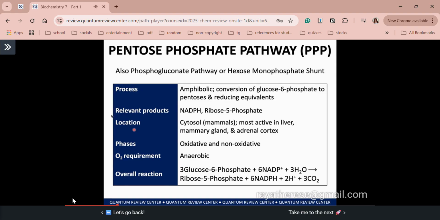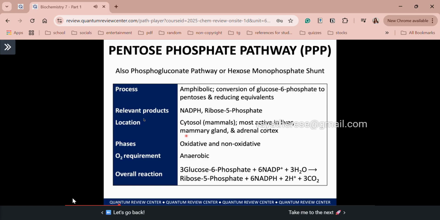For location, particularly in mammals, your PPP occurs in the cytosol and it's most active in the liver, mammary gland, and adrenal cortex. Class, these sites need a lot of reducing equivalents in order to prevent damage in our organs. For the phases, it's similar to the glycolytic pathway. Recall, in glycolysis we have two phases as well, the energy investment and energy payoff phase.